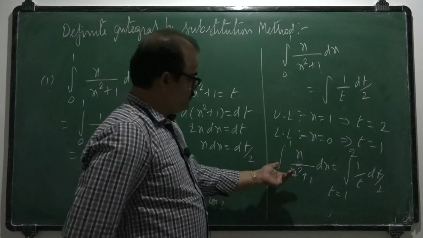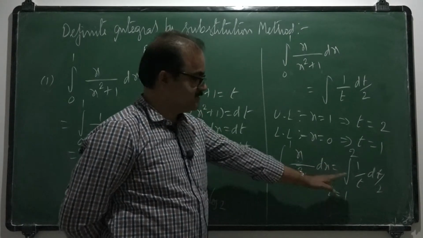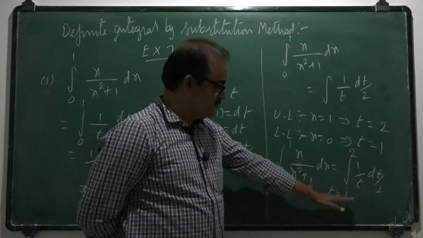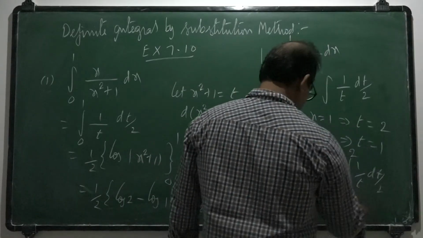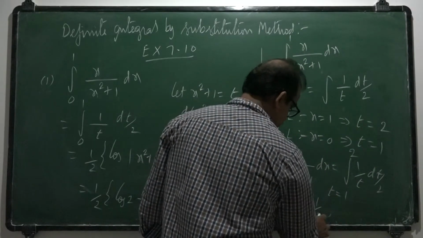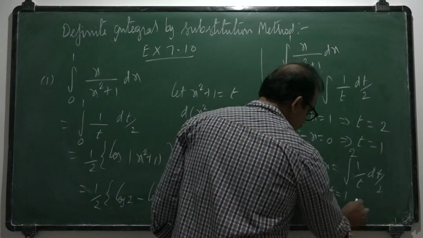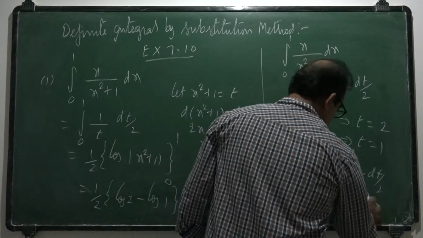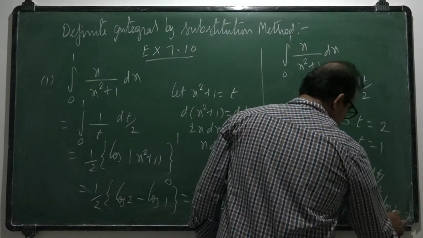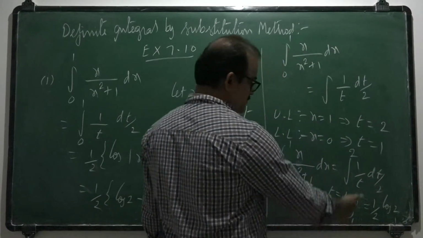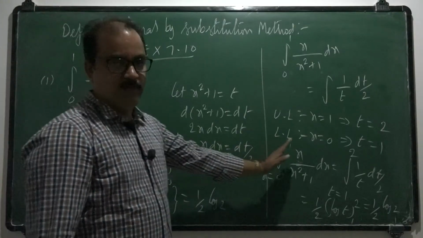If you want to change the integral in terms of t, you must change the limits also in terms of t. Okay. Now it is 1 by 2 into integral 1 by t, log t between the limits 1 to 2. Apply the limits, we get 1 by 2 into upper limit log 2 minus log 1 is 0, then you get 1 by 2 into log 2. Here see both the methods.